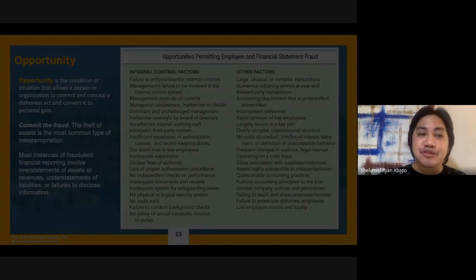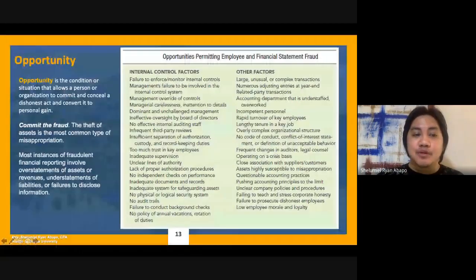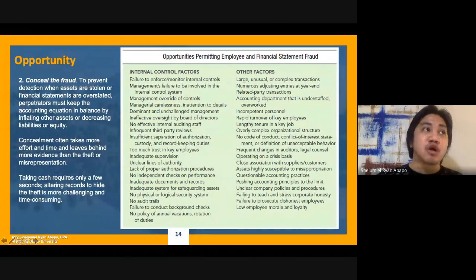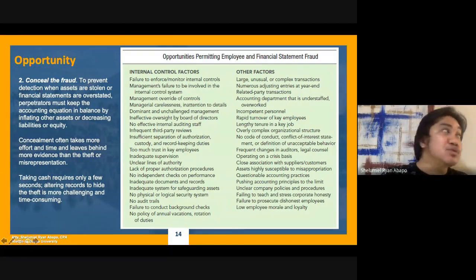And then the third, if you notice, the opportunity would provide you two types: an opportunity to commit the fraud, and the opportunity to conceal the fraud. Because with opportunity, it's not enough that you can do it, but it's also important that that particular opportunity would also allow you to do fraudulent acts with impunity, meaning you will not be detected and you will not be punished. And you can only do so if that particular opportunity will prevent you from being detected, right?